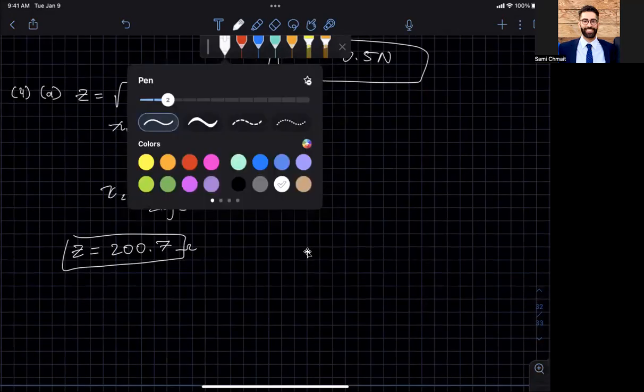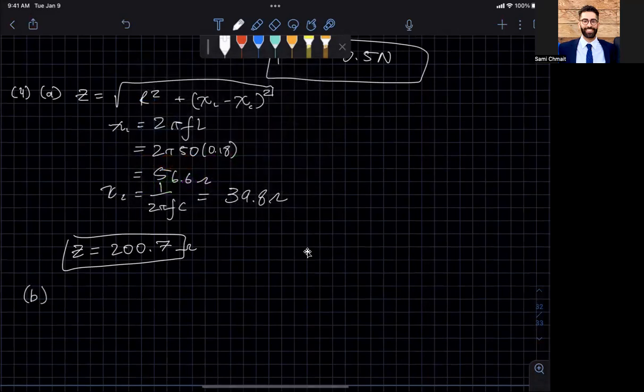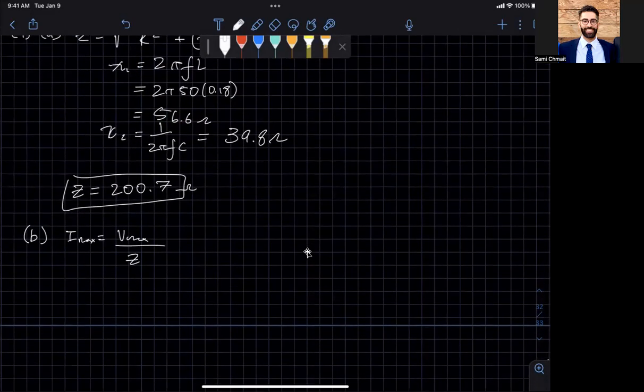How do we solve for I max? Well, I max is an expression of V max over Z, right? So you need to know Z to solve for it. And now you just plug in, and I max comes out to be equal to 0.24 amps.